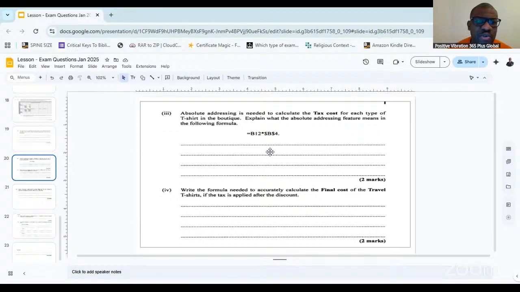Come on, guys. Absolute. The opposite of absolute is relative. Remember that when you have a relative cell addressing and you decide to copy something down, it changes the value. Absolute remains fixed. So absolute and fixed, synonyms, guys. So if you have to copy, the values remain fixed. So it is always going to multiply.